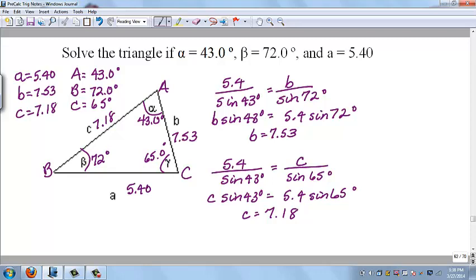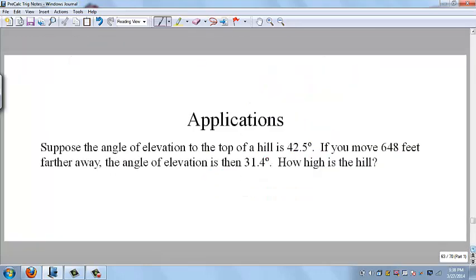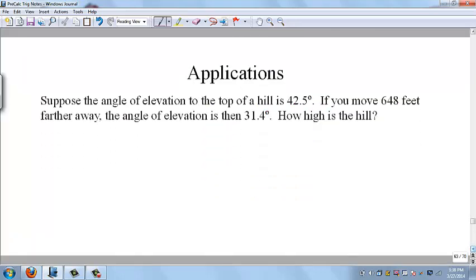Now I always like to look to make sure that my sides and my angles work. So if the smallest angle is 43, is 5.4 the smallest side? Yes, it is. 65 is my middle, 72 is my largest. So it does work. So there is a brief review on how to do law of sines and cosines. Now, I want to do a couple application problems with you because part of doing the application problems is drawing the correct picture so that you can do this, all right?